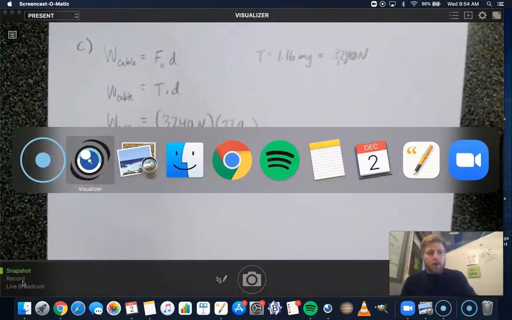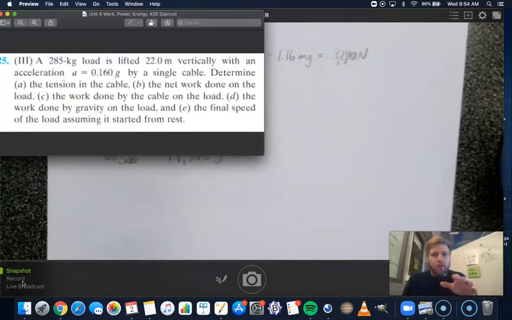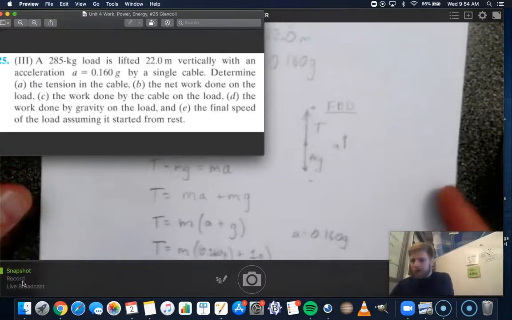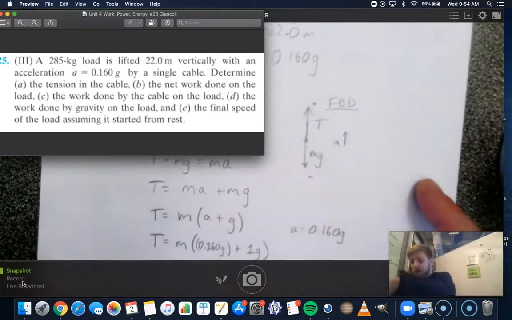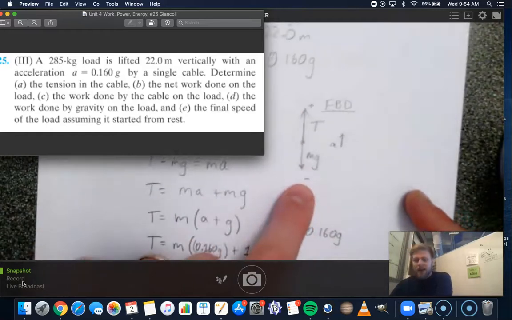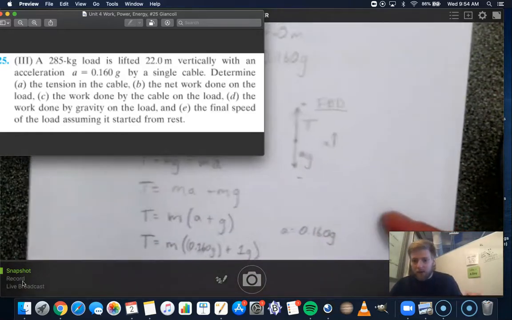Now, we're going to have a similar question for D, which is the work done by gravity on the load. So here we need to go back and think about, okay, so work is being done by gravity, but the force is in a negative direction. You might see the word anti-parallel thrown around.